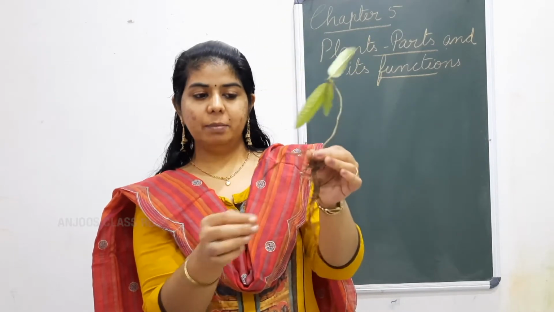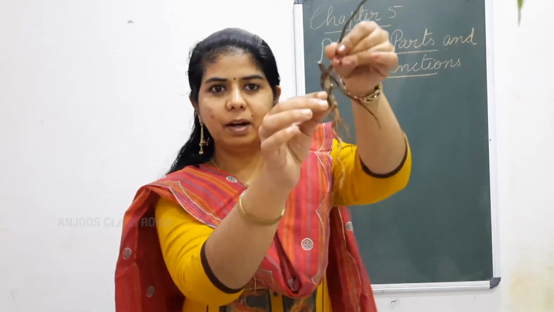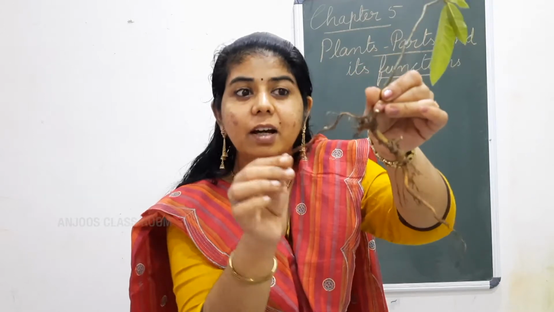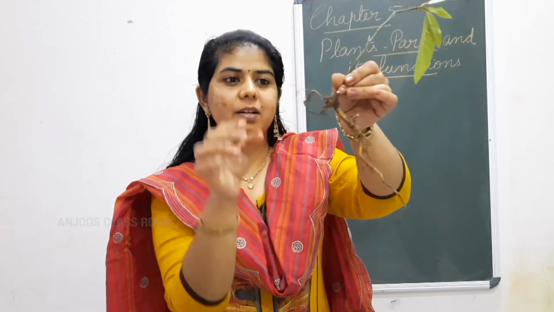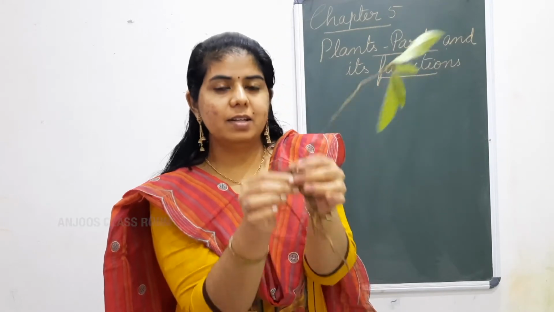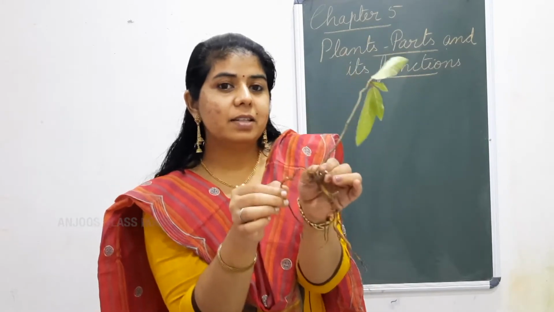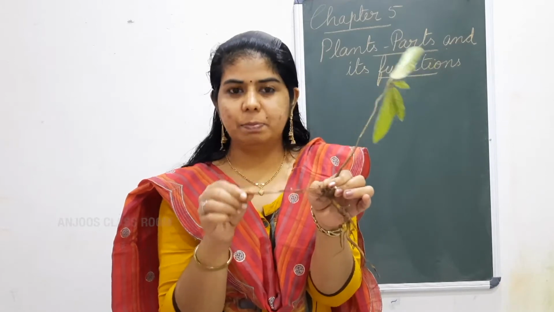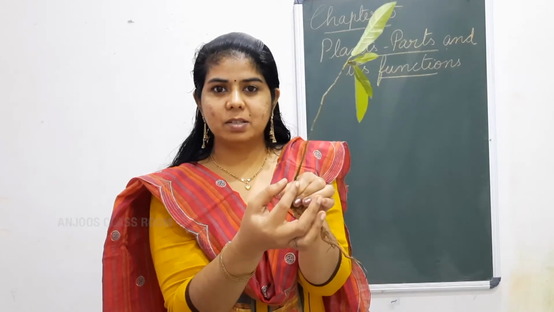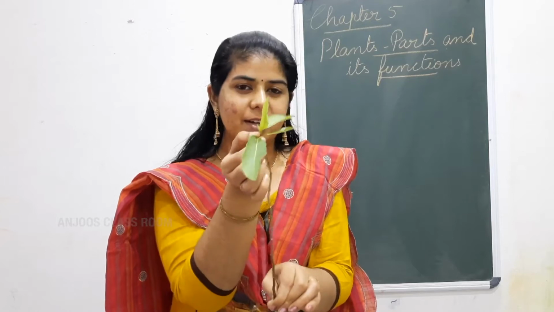So first the main part, the part which is under the soil. You can see the hairy thing. This is the root. Where is it seen? It is under the soil. It is the part which makes the plant fixed in the soil. Then comes the next one, which is above the soil. That is the stem. Then you can see the green colored part.